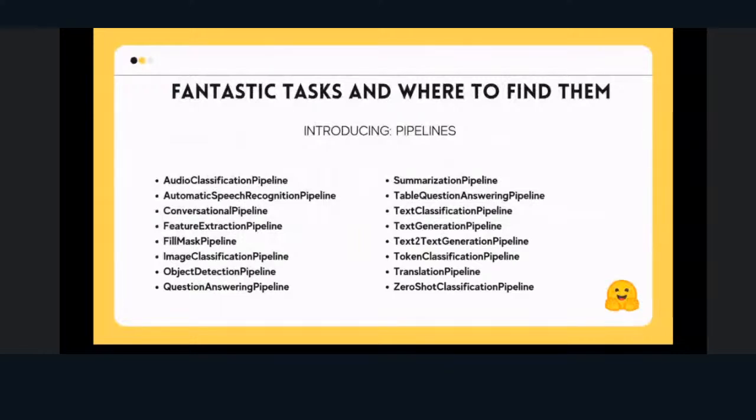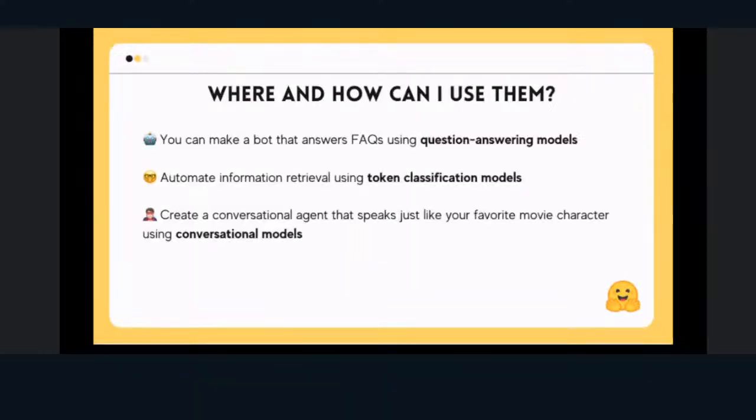And, you know, how can you use them? For instance, I made a chatbot that answers FAQs using question answering models. Your customers are usually asking the same things, but training a whole chatbot is actually hard. So instead, you have your documents where the answers are located, and you take the customer's question and use the question answering model to search for the answer in those documents automatically, and just give your customer the answer. You don't even need to train a whole chatbot for this.